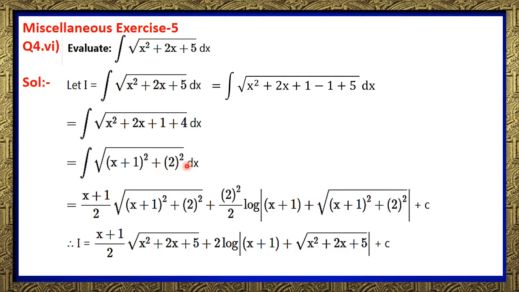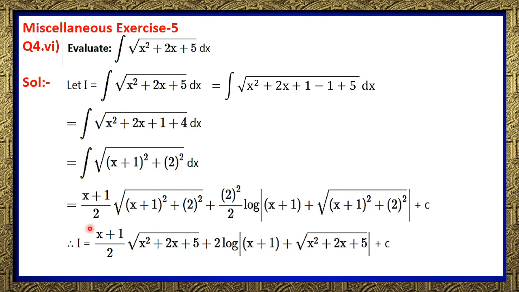So we have the formula. Integral root of x square plus a square is x upon 2 into root of x square plus a square, plus a square upon 2 into log modulus of x plus root of x square plus a square. Here in place of x we have x plus 1. So we substitute the values of x and a: x plus 1 upon 2 root of x plus 1 the whole square plus 2 square, plus 2 square upon 2 log modulus of x plus 1 plus root of x plus 1 whole square plus 2 square. Now we can simplify this.